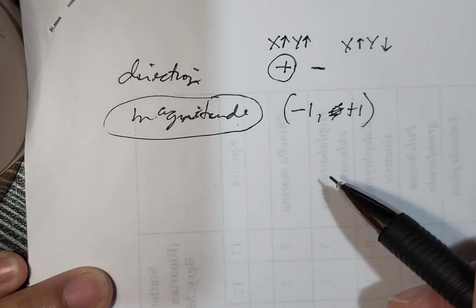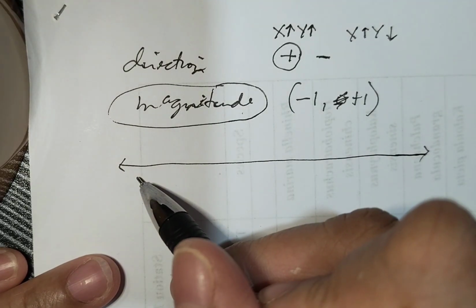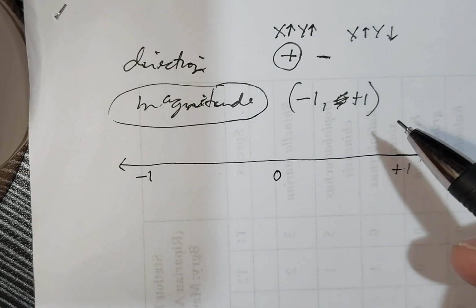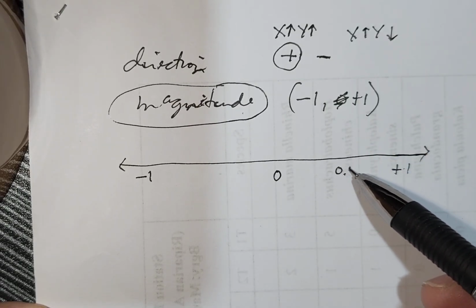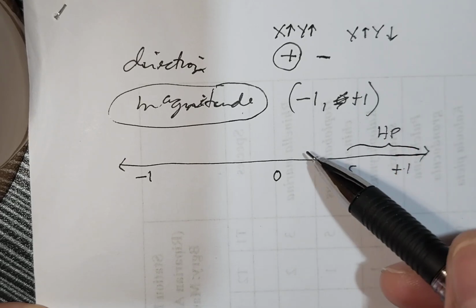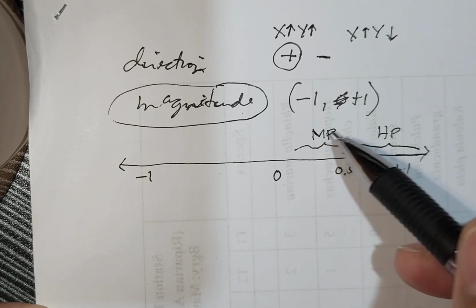Okay? So let's have this number line. Okay, from negative 1 to positive 1, we have a 0 here. If the magnitude of the correlation is between 0.5 to positive 1, we have a high positive relationship. Kapag dito naman, we have a mild positive relationship.